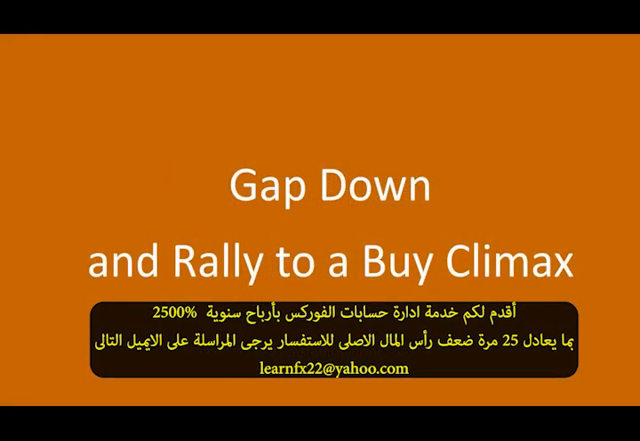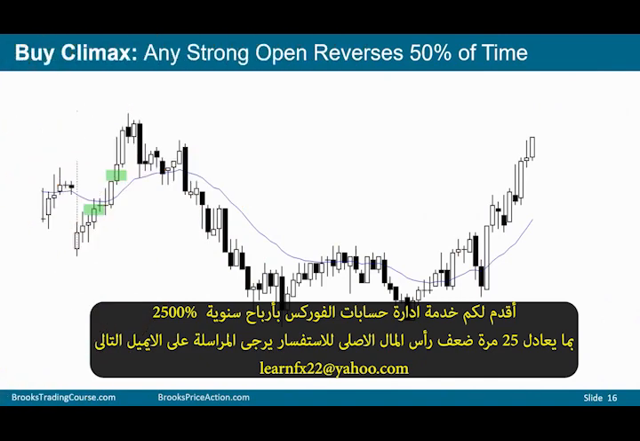Now I'm going to move on to the patterns. First, I want to begin with a gap down, and then a rally to a buy climax, and then a reversal back down. We have a gap down below yesterday's close and below the moving average, and we have a strong rally. Yet, it was a buy climax that led to a reversal back down. You can buy as it's going up, but you have to be prepared to sell on the way down. Remember, no matter how strong any trend is on the open, it's going to reverse 50% of the time.